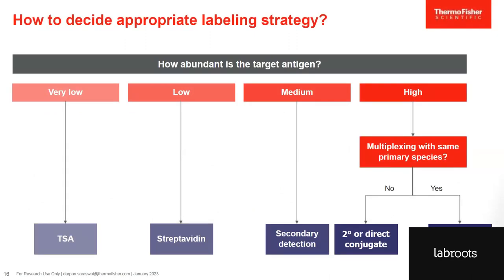First, let's talk about how to decide appropriate labeling strategy. It depends on how abundant is your target. If your target is highly expressed and you want to multiplex with the same primary species, you can use direct conjugates of primary antibodies. If you don't want to multiplex with the same primary species, you can either use secondary antibodies or you can use direct conjugates. If your target is medium expressing, the best choice is secondary antibodies. If your target is low abundant, you can use streptavidin-avidin antibody conjugates. And for very low expressing targets, a tyramide signal amplification kit is the right option.